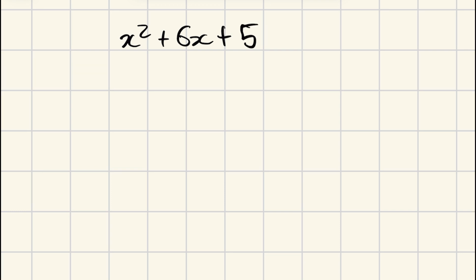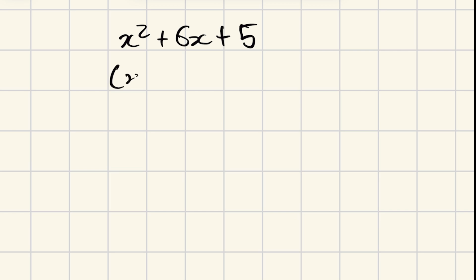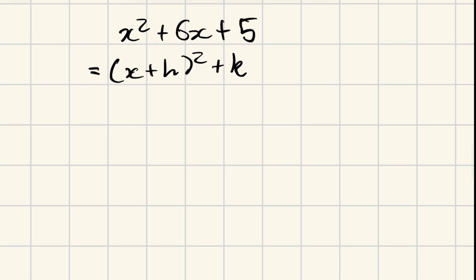Let's complete the square of something of the form x squared plus 6x plus 5. Let's say the question just says, factorize this using completing the square. What do you do? Completing the square will always have this form. So you want to force your expression into this form. So how can we do that?